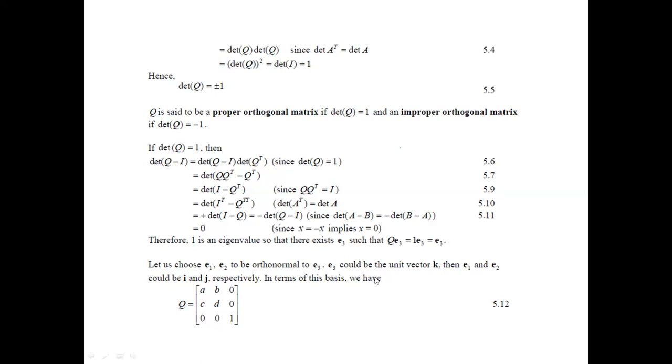Let us choose E1, E2 to be orthonormal to E3. Then E3 could be the unit vector K. Then E1 and E2 could be I and J respectively. In terms of this basis, we have Q equals A, B, 0, C, D, 0, 0, 0, 1.